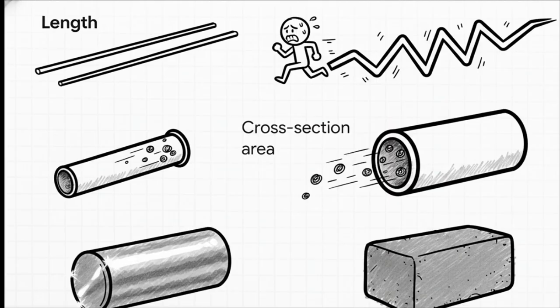Second, the area of cross-section, which is really just a fancy way of saying thickness, A. Think of a thicker wire like a wider, multi-lane highway. Traffic flows way easier, right? So a thicker wire has lower resistance. And third, the nature of the material itself, denoted by the Greek letter rho, which we call resistivity. Copper is just naturally easier to travel through than, say, rubber.